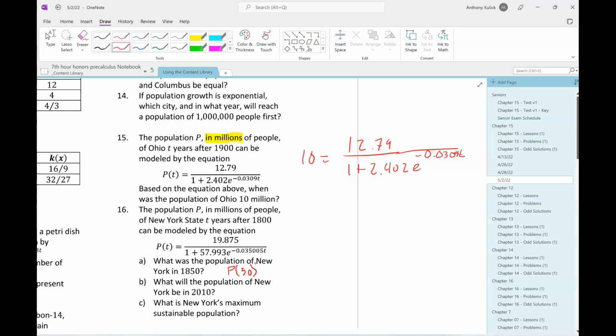For this one, the year is 2010. How many years after 1800 is that? 210. So that's my t there. And then the maximum population, well, I noticed that this is a logistic function. So the upper bound for a logistic function is just going to be whatever the value is in the numerator there.